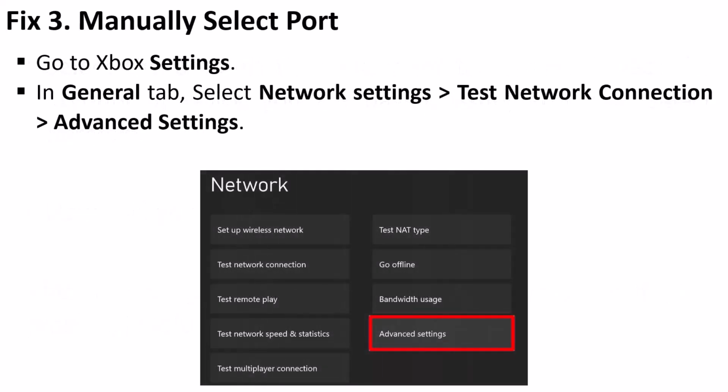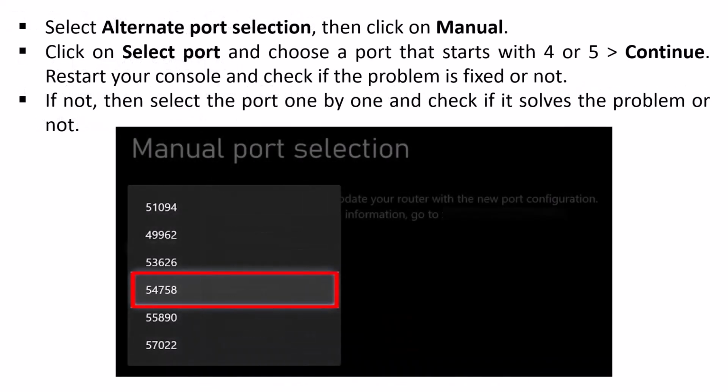Fix 3. Manually select port. Go to Xbox settings, in general tab select network settings, test network connection, advanced settings, select alternate port selection, then click on manual, click on select port and choose a port that starts with 4 or 5, continue, restart your console and check if the problem is fixed or not. If not, then select the port one by one and check which one worked for you.